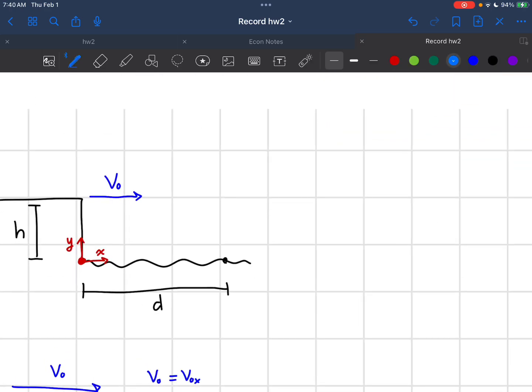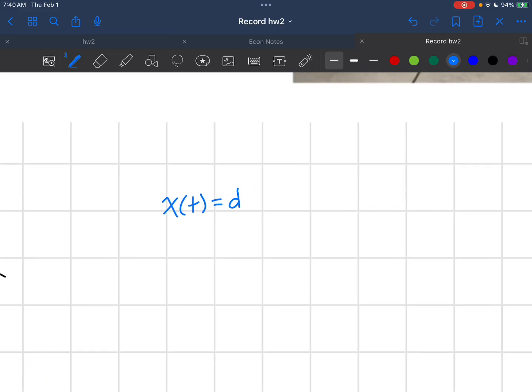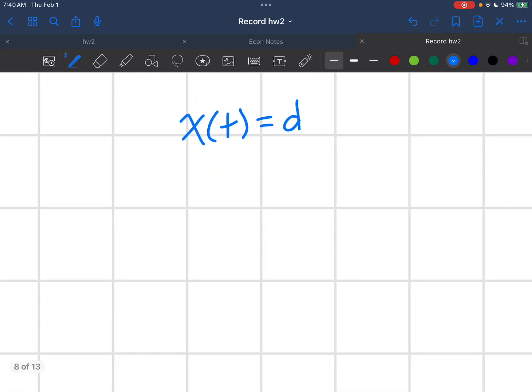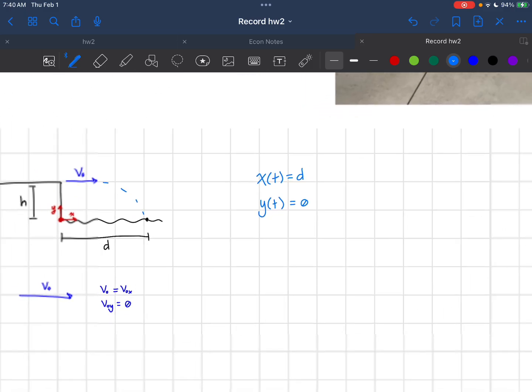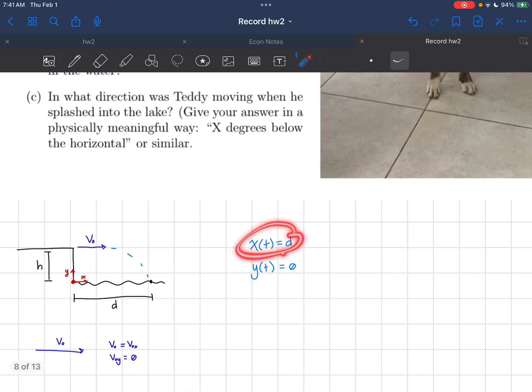So how do I know that he's on top of the ball? My x of t will equal that distance d, which I think is 7 meters. So how do I know that he's on top of the ball? His x of t is d. And how do I know he's landing? My y of t will be 0. So what is the value of v naught so that x of t equals d at the time when y of t equals 0?